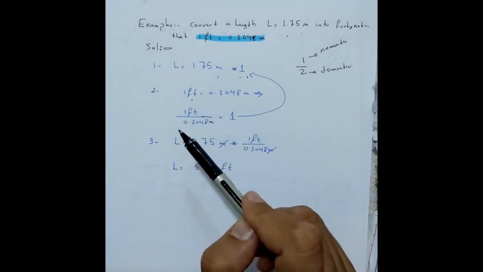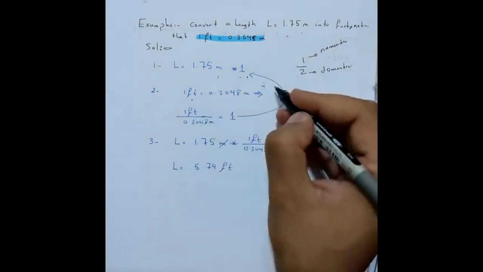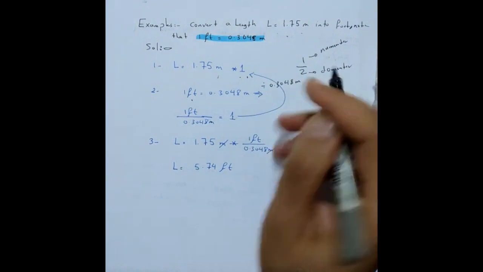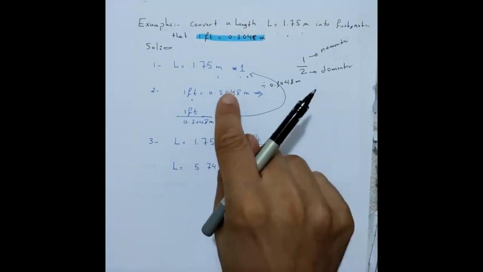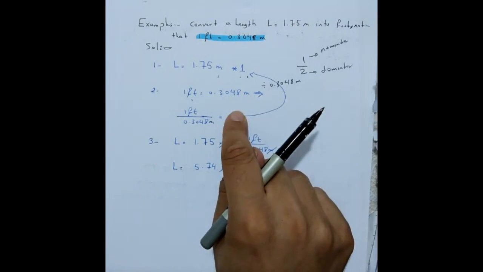Which is equal to 1. How can I do that? It means that when I divide both sides by 0.3048 meter, this one will be 1 foot over 0.3048 meter, equal to 0.3048 over 0.3048, equal to 1.